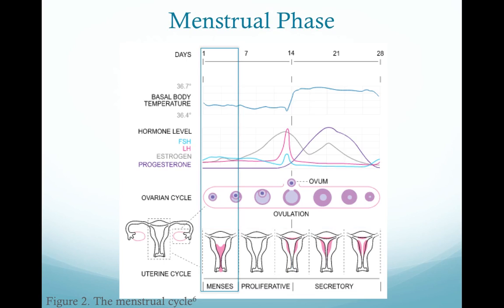During the menstrual phase, also known as menses or menstruation, the old endometrial lining from the previous cycle sheds and is exited through the vagina. This process is commonly known as the menstrual period. The shedding of the old endometrial lining is due to low estrogen and progesterone levels, as you can see in the graph.